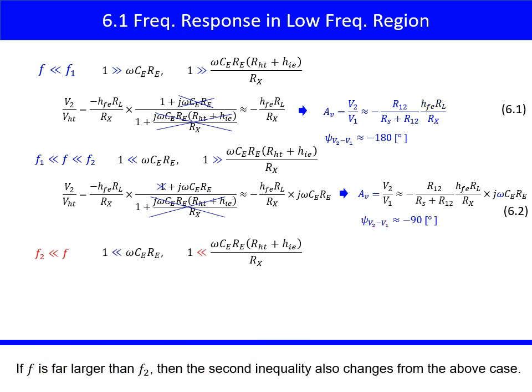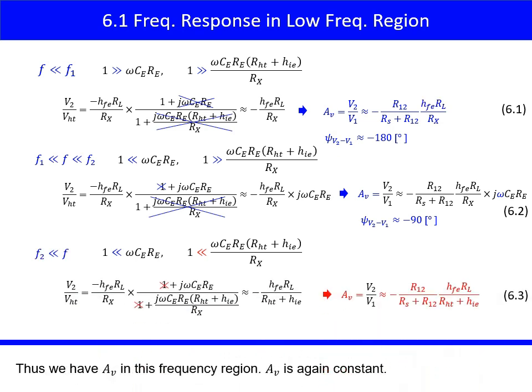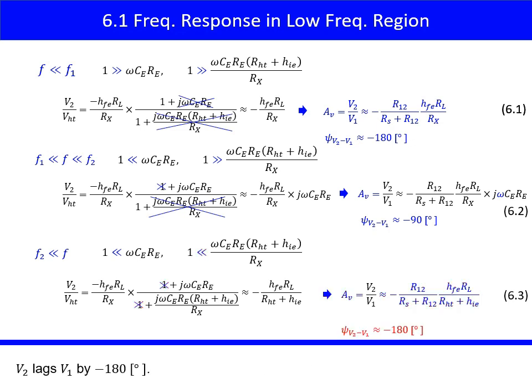If F is far larger than F2, then the second inequality also changes from the above case. Thus we have AV in this frequency region. AV is again constant. V2 lags V1 by negative 180 degrees.